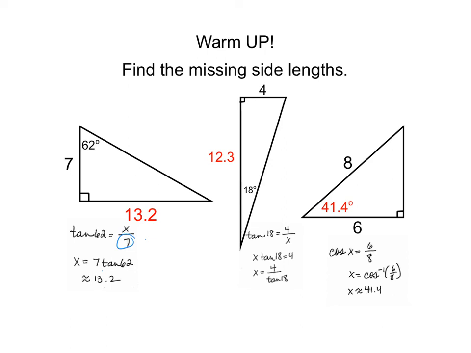Then, in my last problem, I'm solving for the angle. I notice that I have the adjacent side and the hypotenuse. So I use cosine of x equals adjacent over hypotenuse, 6 over 8, and inverse cosine of 6 over 8 gives me an angle of 41.4 degrees.